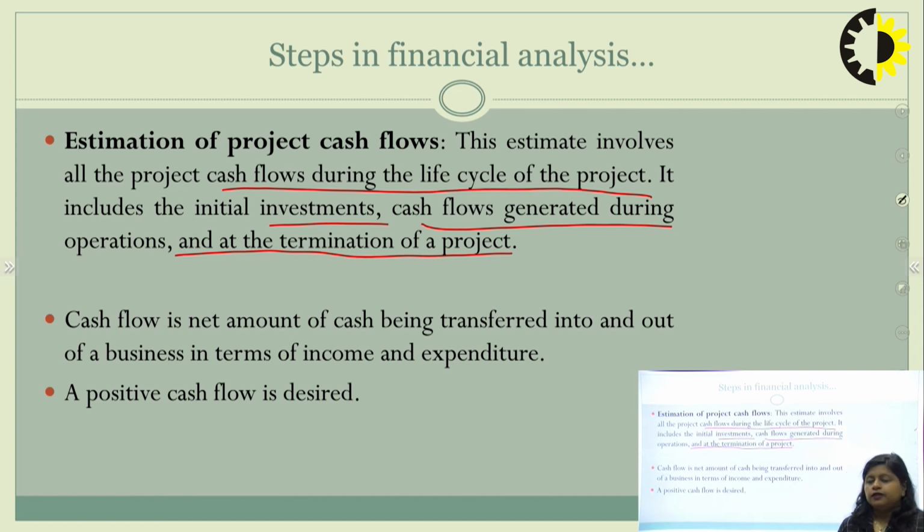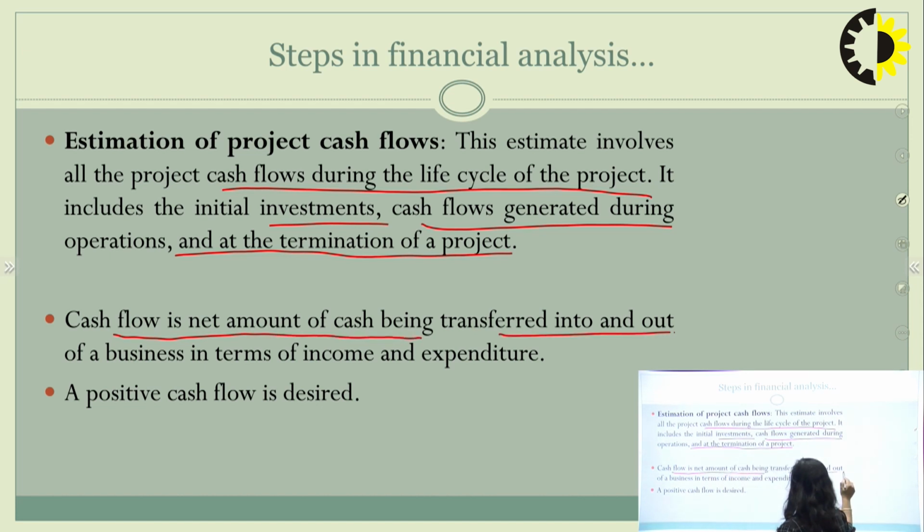So what we expect is a positive cash flow. This is very important. What is cash flow? Cash flow is the net amount of cash transferred into and out of a business in terms of income and expenditure. Income means the amount of money coming into the business. Expenditure means how much is going out of the organization.